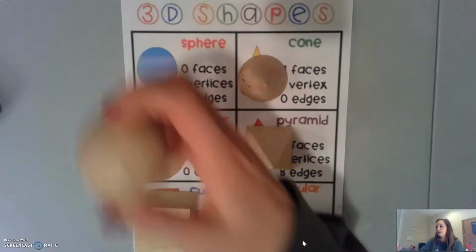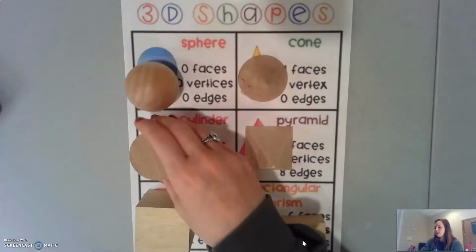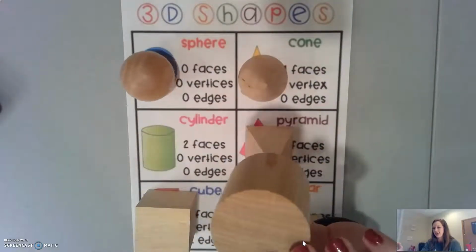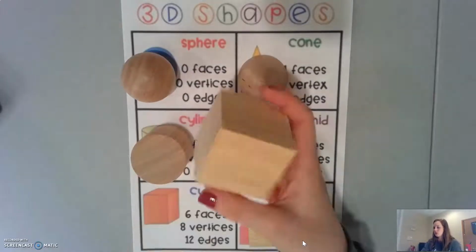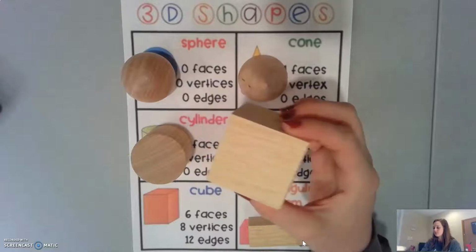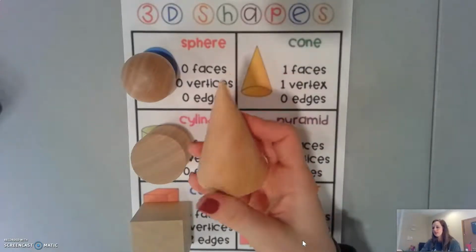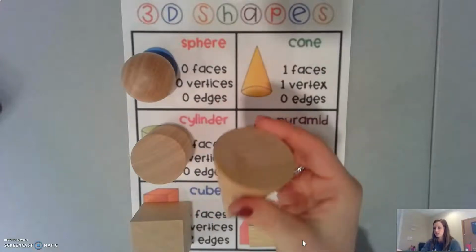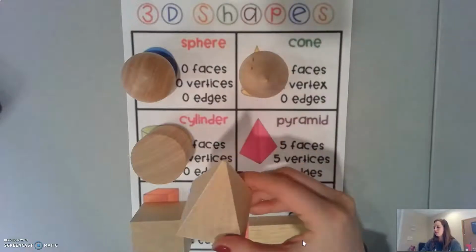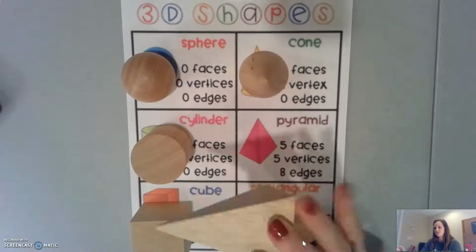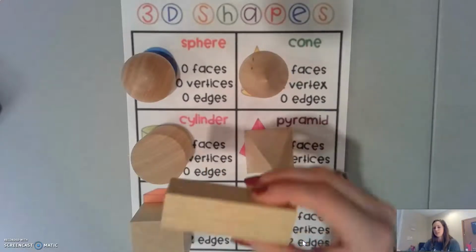So this is a sphere. A sphere is just like a ball. This is a cylinder. It's like a can, like a soda can you might drink out of. Cube is like a box. A cone, it's kind of like an ice cream cone. Actually, it looks just like an ice cream cone. A pyramid. And a rectangular prism.